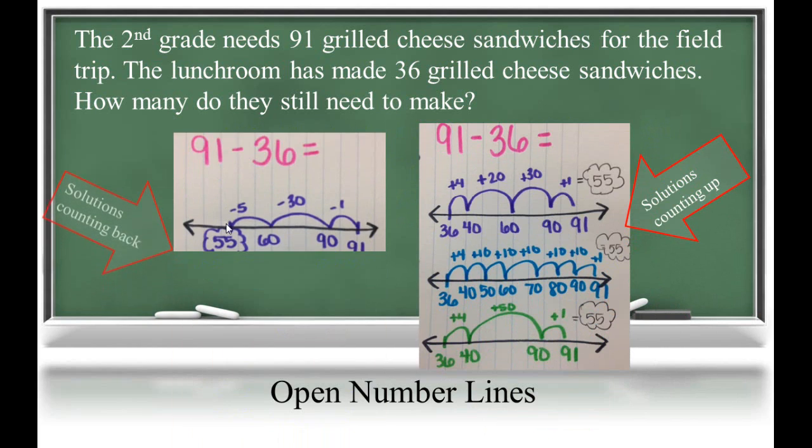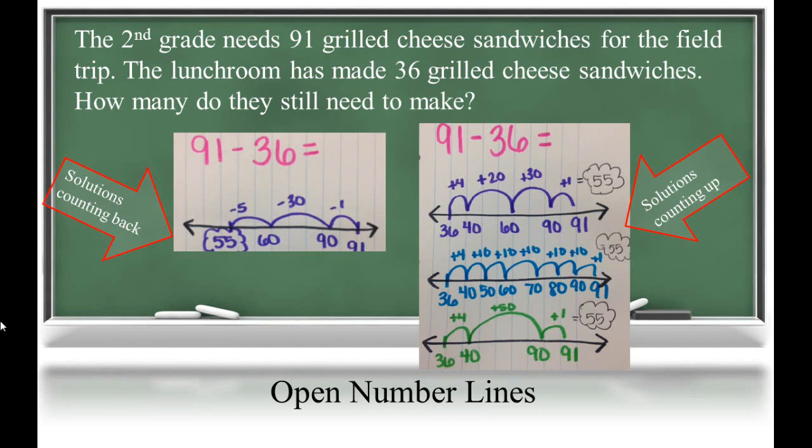Students can also solve this same problem on an open number line by counting back. In the number line shown here, the learner started with the 91 sandwiches needed and counted back the 36 sandwiches that were already made. To make the subtraction easier, the child first subtracted 1, arriving at 90, and then subtracted 30, landing at 60. This learner has now separated a total of 31 from the whole and needs to count back 5 more, finding that the lunchroom still needs to make 55 sandwiches.